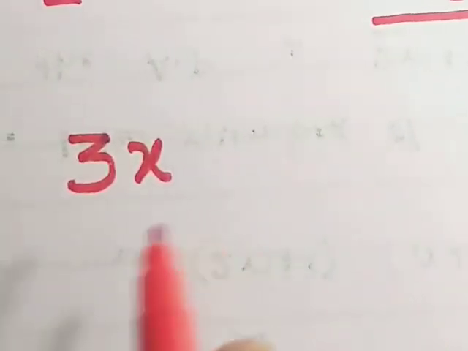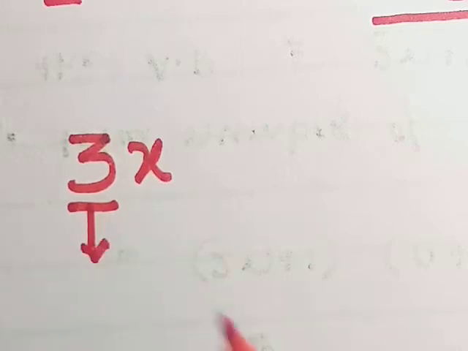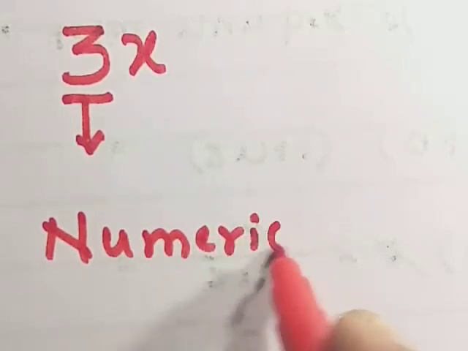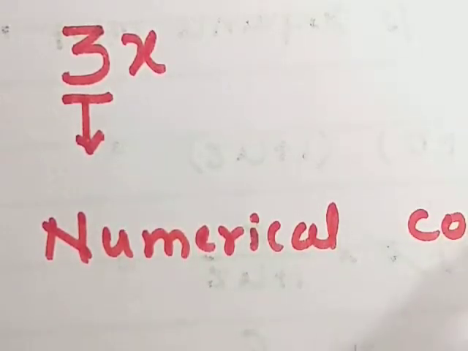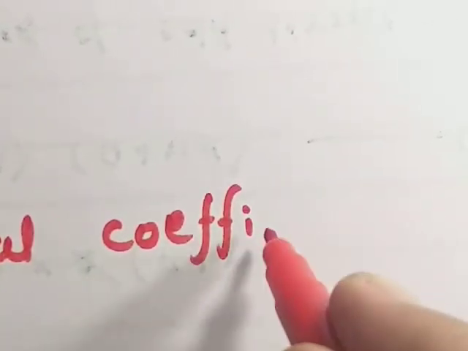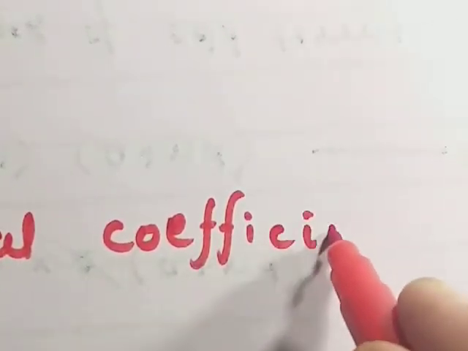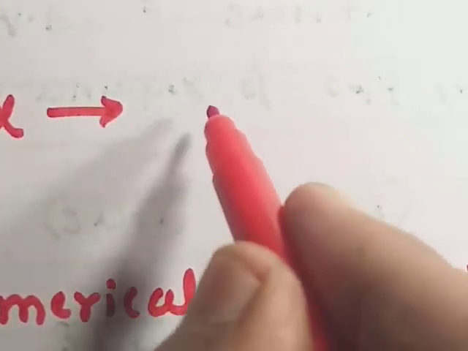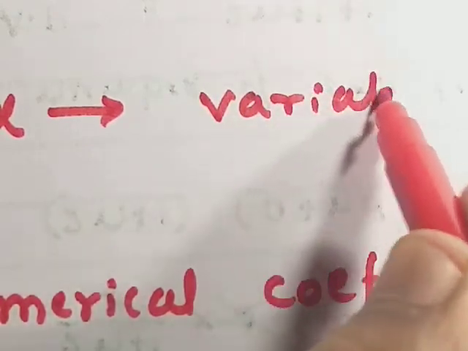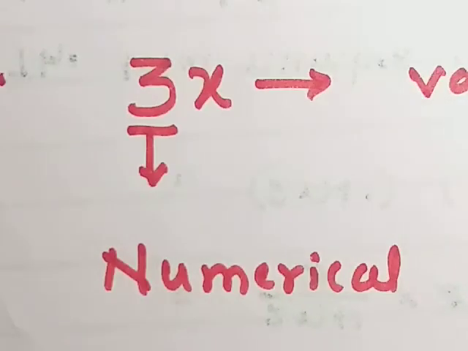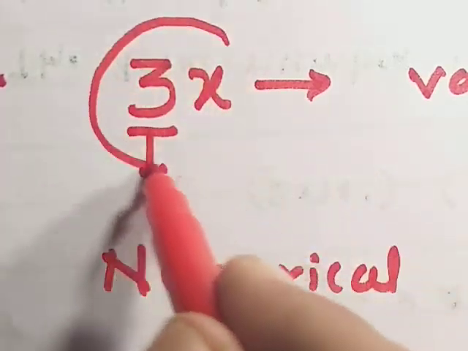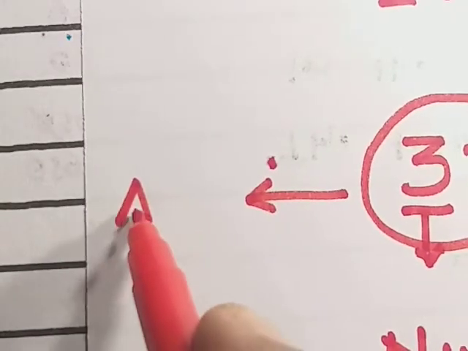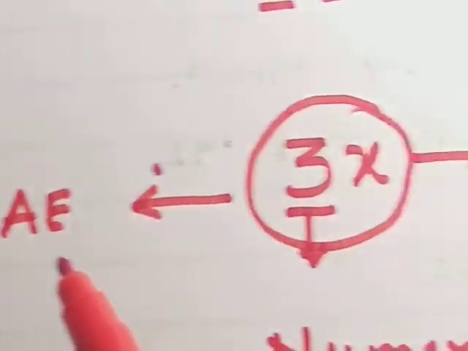In this, 3 is called as numerical coefficient. That is, I call it as numerical coefficient. And x is called as variable. Three x as a whole is called as algebraic expression. This is algebraic expression.